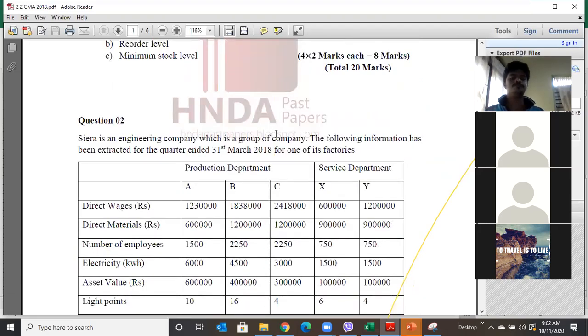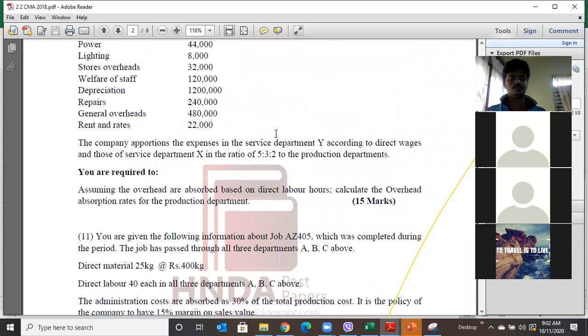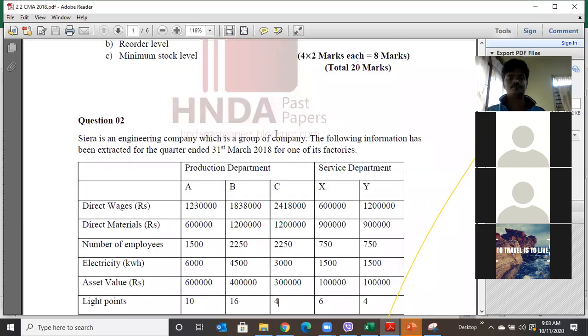Question number 2 is from overheads. Yeah, it's asking to prepare an overheads absorption sheet. So as you are not having any questions related to our first question, now let's move to question number 2.